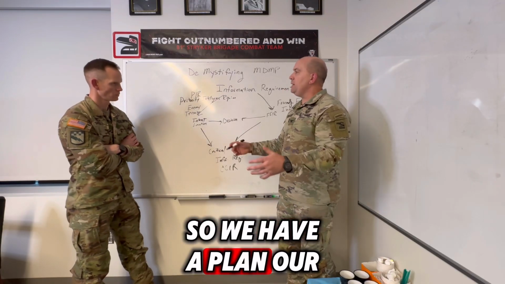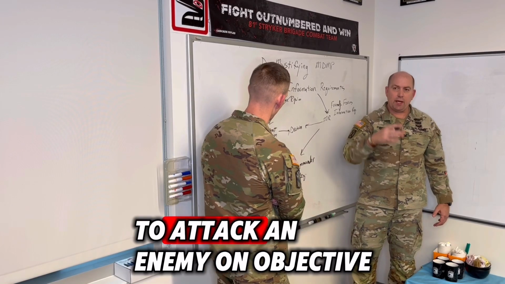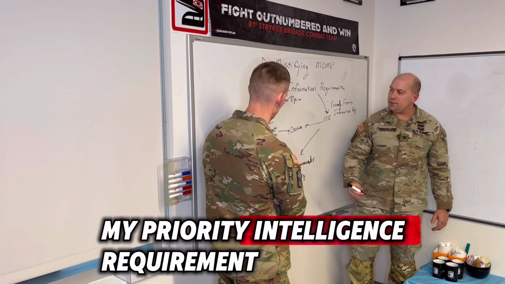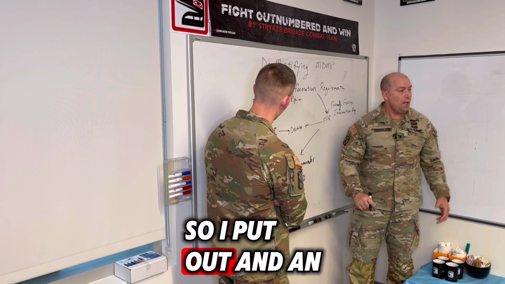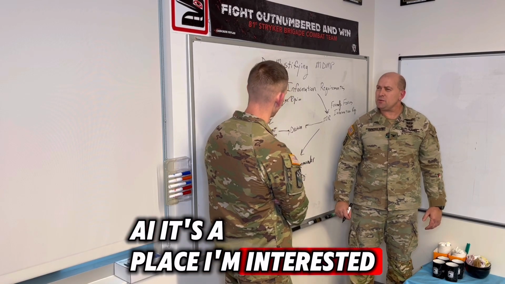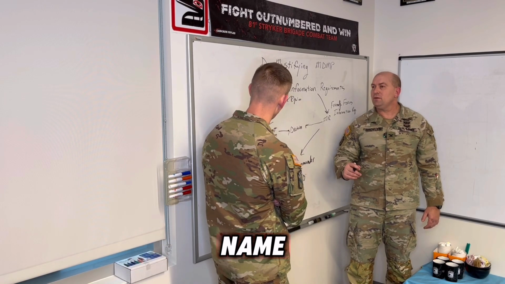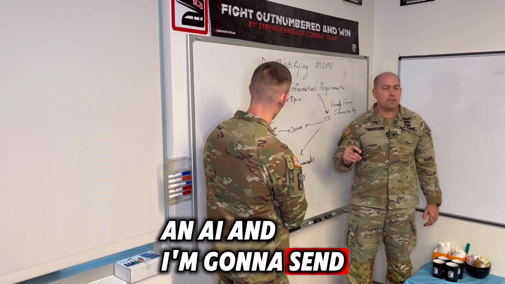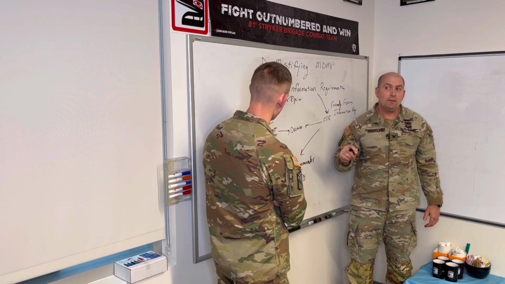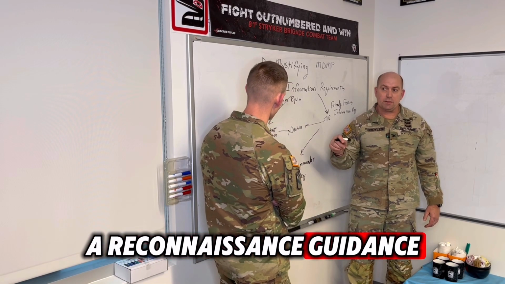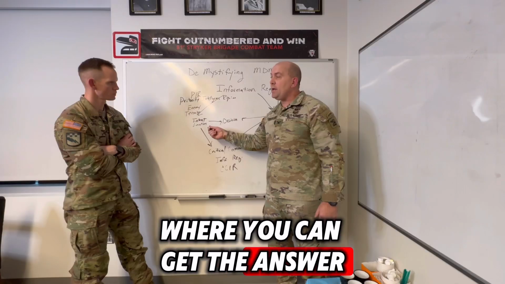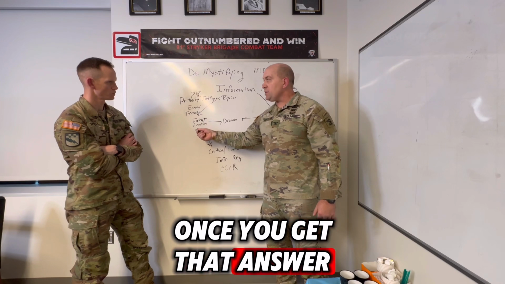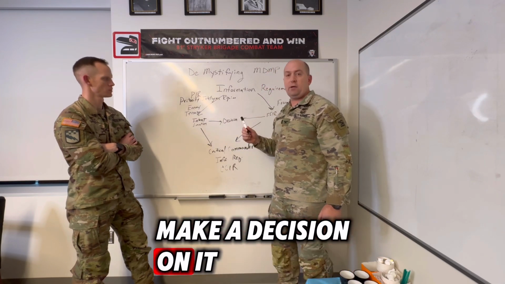So we have a plan. Our plan is to attack an enemy on objective Longstreet. My priority intelligence requirement: what does the enemy intend to do? So I put out an NAI. It's a place I'm interested in, so I'm going to give it a name, NAI. And I'm going to send somebody to go look at it, with reconnaissance guidance, so they can see what the enemy is intending to do, where you can get the answer. Once you get that answer, let me know, because I'm going to make a decision on it.